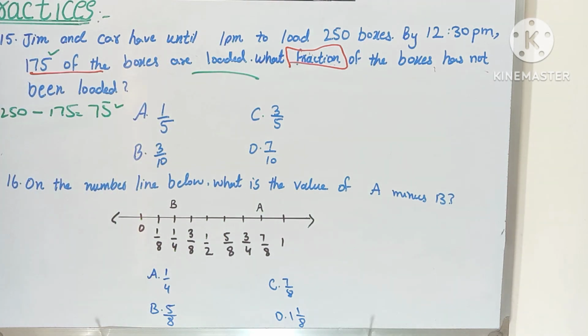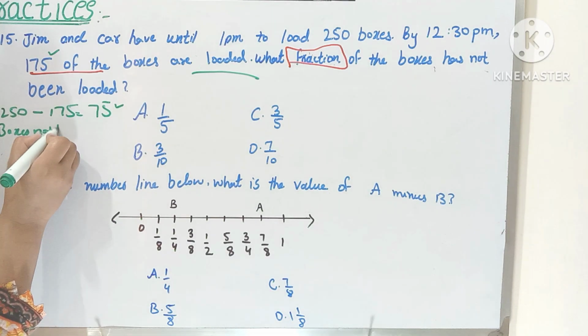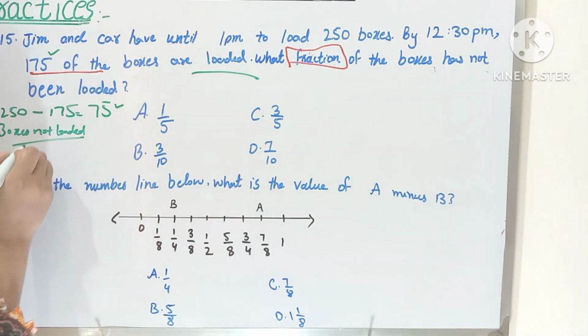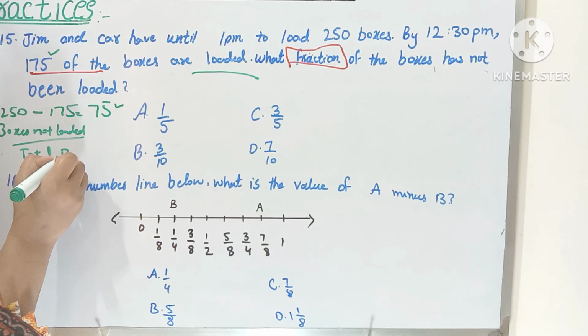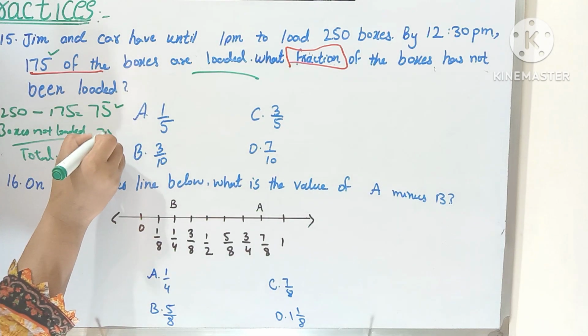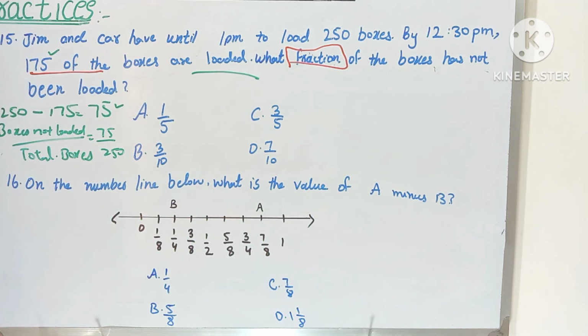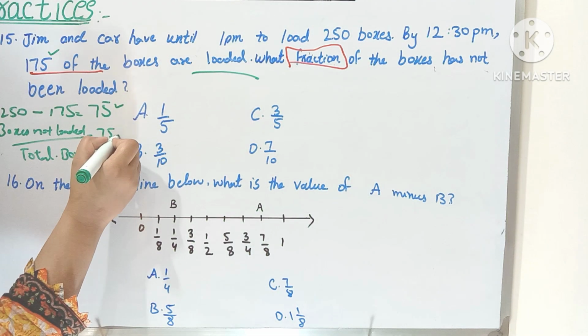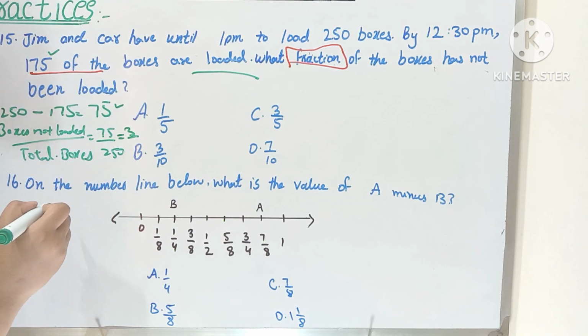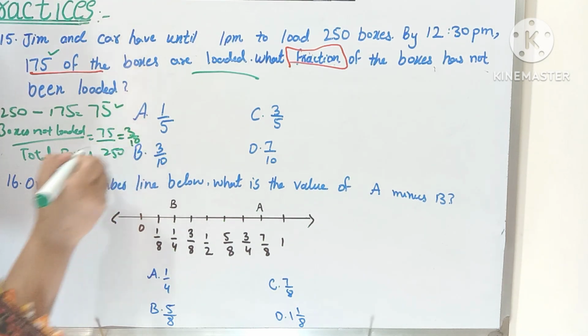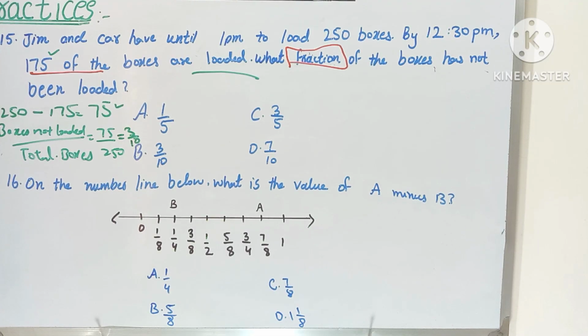Now we express the number of boxes not loaded as a fraction of the total number of boxes: boxes not loaded divided by total number of boxes. 75 divided by 250. When we reduce it, my answer is 3 divided by 10. This is my final answer. It corresponds to option B.